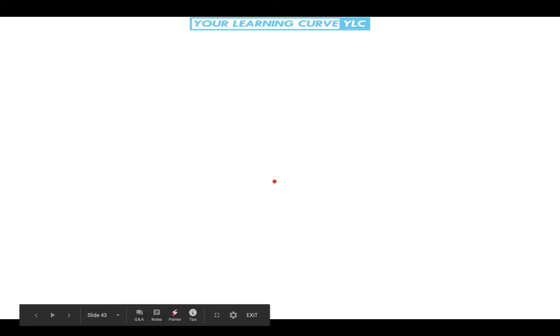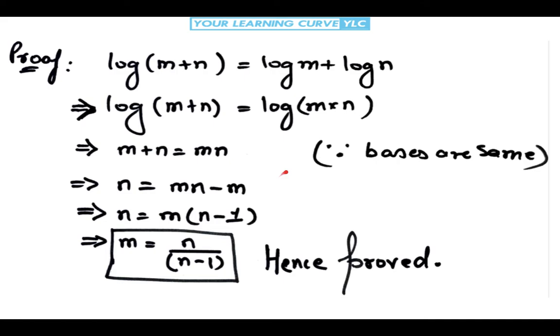Okay, let's look at the solution now. Log m plus n is equal to log m plus log n. Here we can apply the property. We can write it as log m into n.